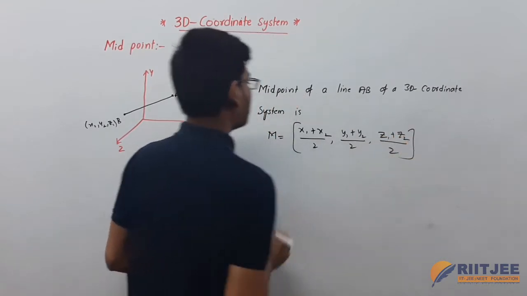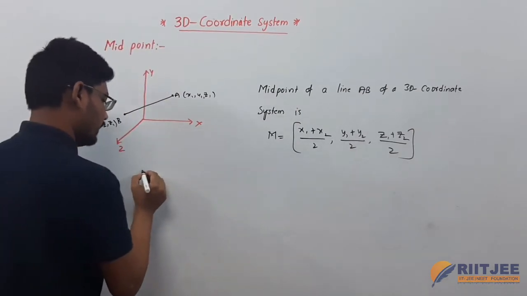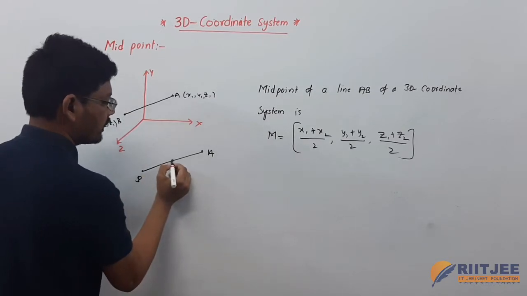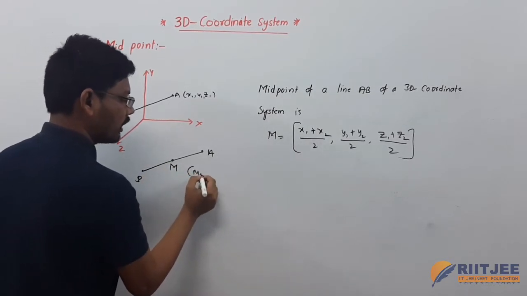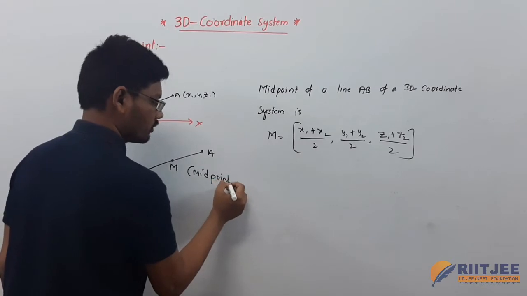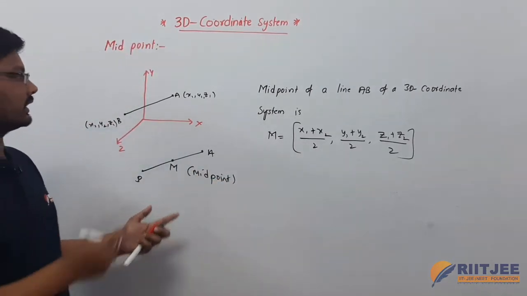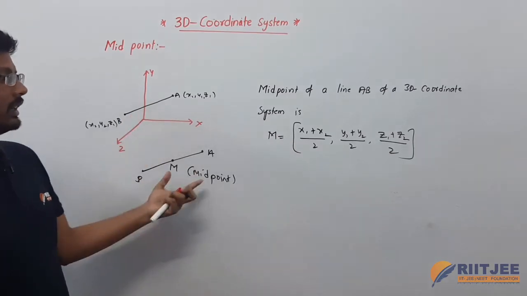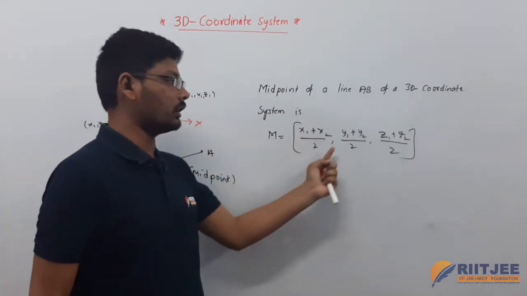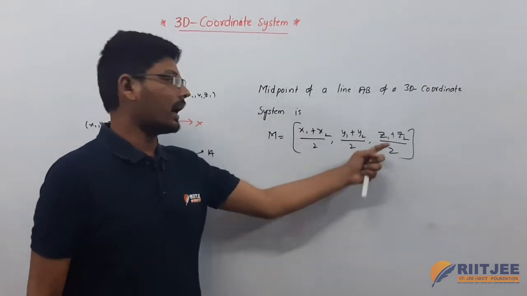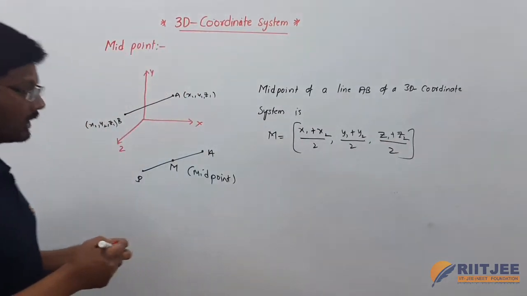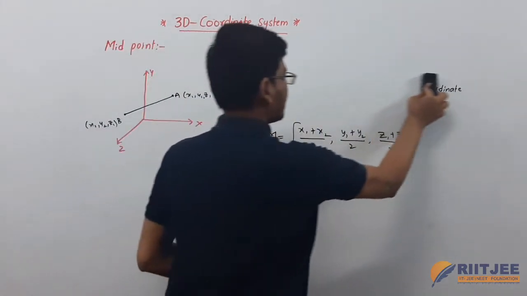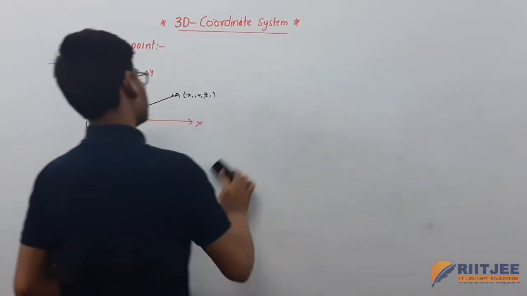This is the midpoint of a line AB. This is M. M is the midpoint of line AB here. This is the line in the 3D coordinate system. The midpoint of this line AB is M equal to x1 plus x2 by 2 comma y1 plus y2 by 2 and z1 plus z2 by 2. This is the midpoint of the line AB here. And the next topic is centroid.